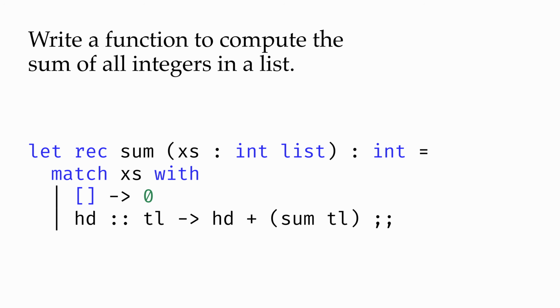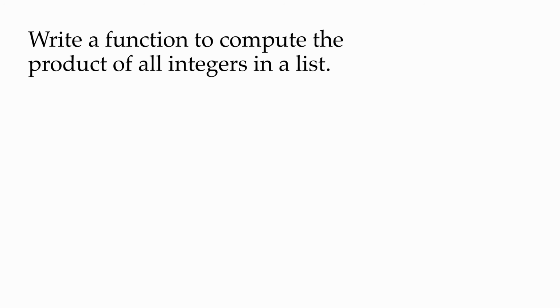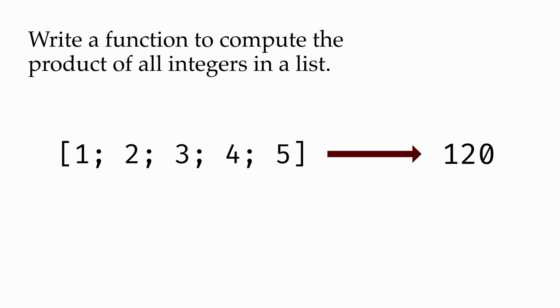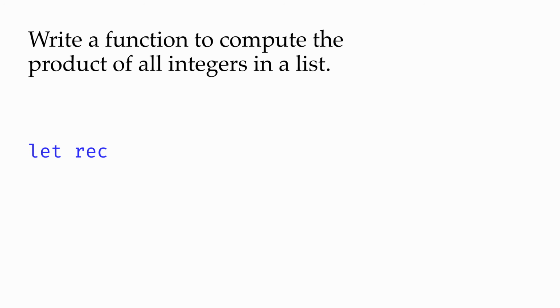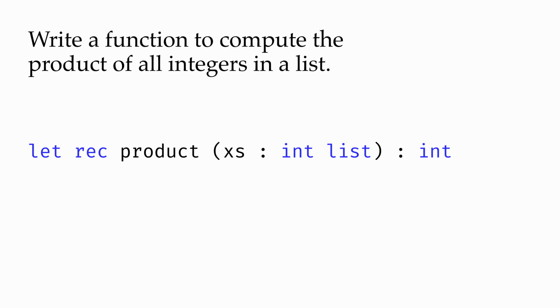Let's try another example. Say we wanted to define a function to compute the product of a list. For the list 1, 2, 3, 4, 5, the function should return 120, since that's the result of multiplying 1, 2, 3, 4, and 5 together. Here's how we might do that. The function will take a list of integers and produce an integer as output. We match the list. If the list is empty, there are no more elements to multiply, so we need to return some initial value. Since multiplying by 1 doesn't change the value, 1 makes sense as the initial value here.